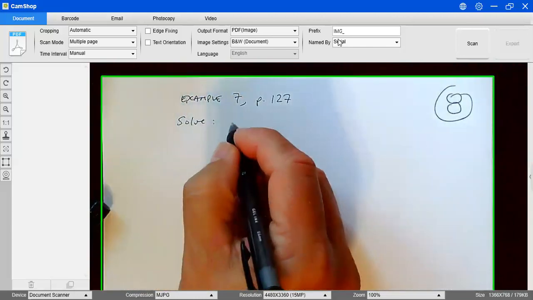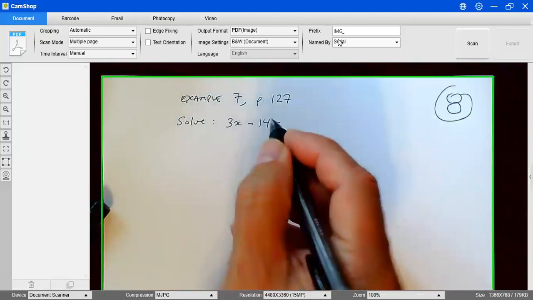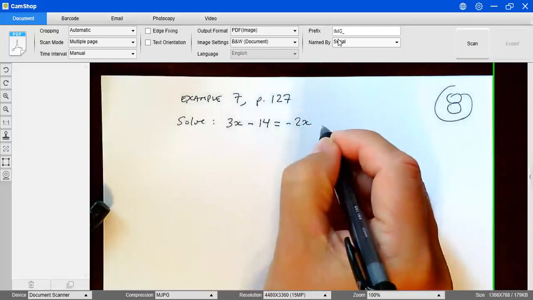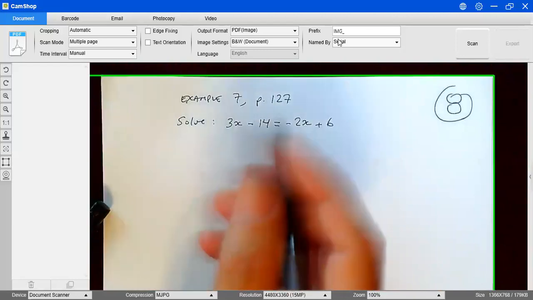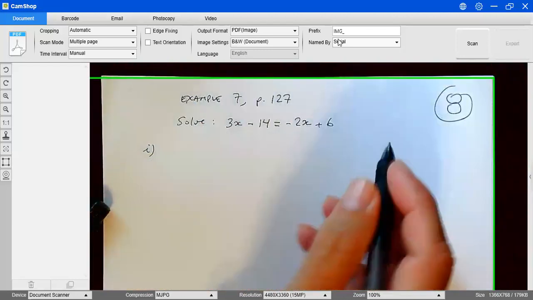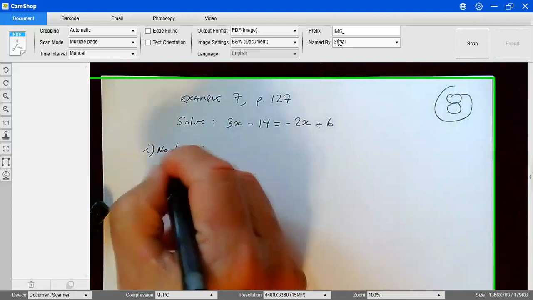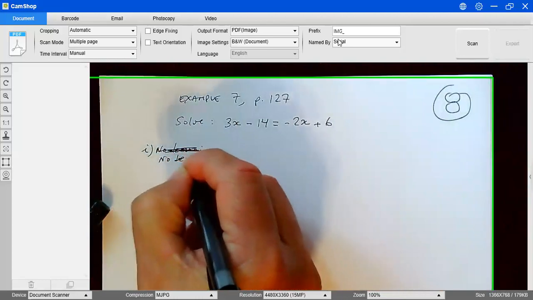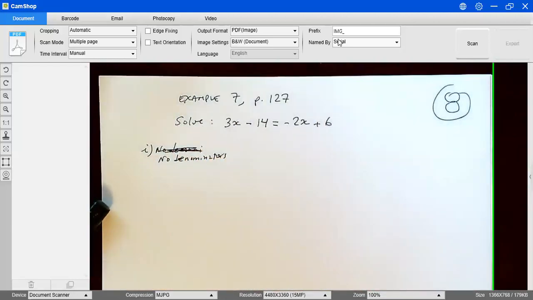We're going to solve the following equation: 3x minus 14 equals negative 2x plus 6. So you can see that you have linear terms on both sides of the equation. The first thing is checking whether you have denominators. There are no denominators.